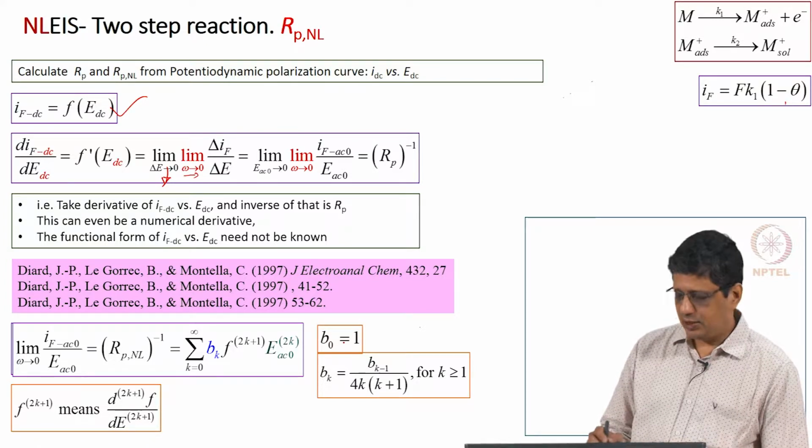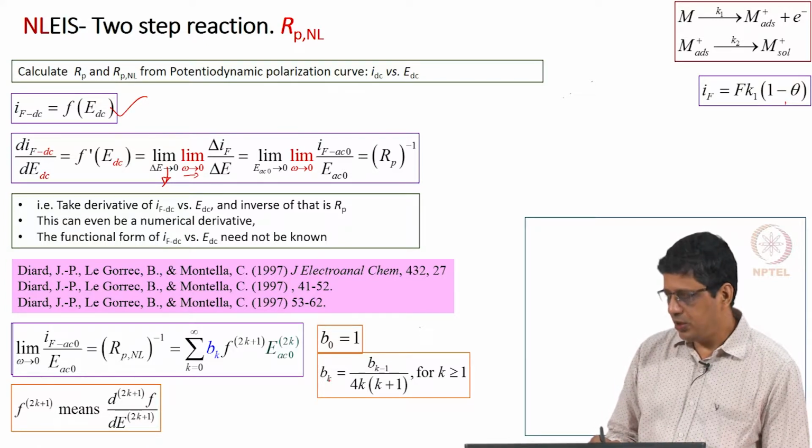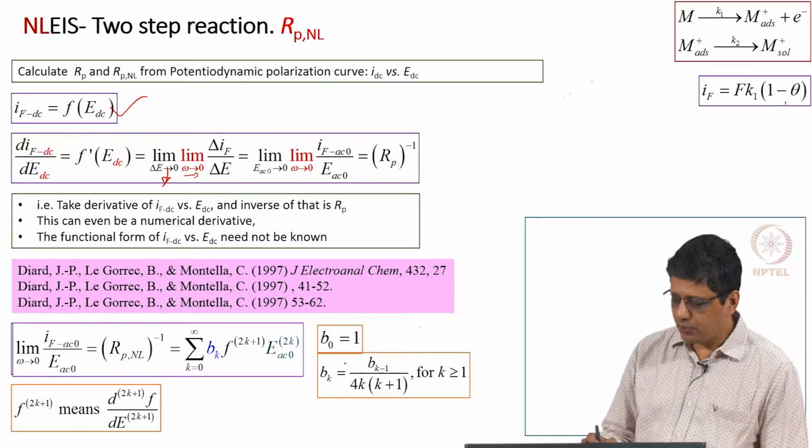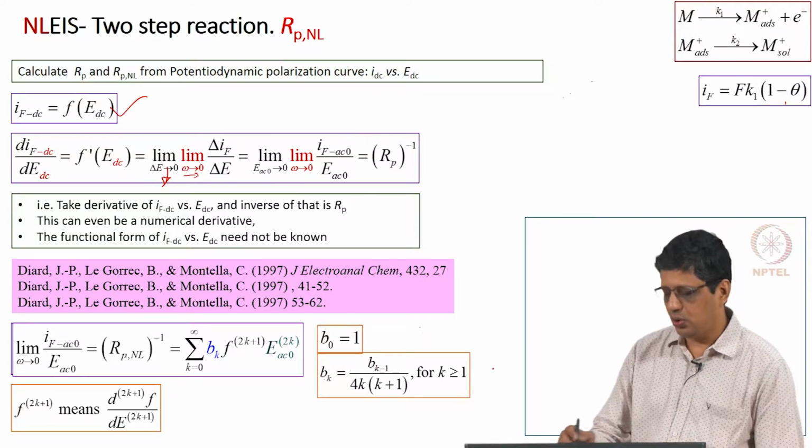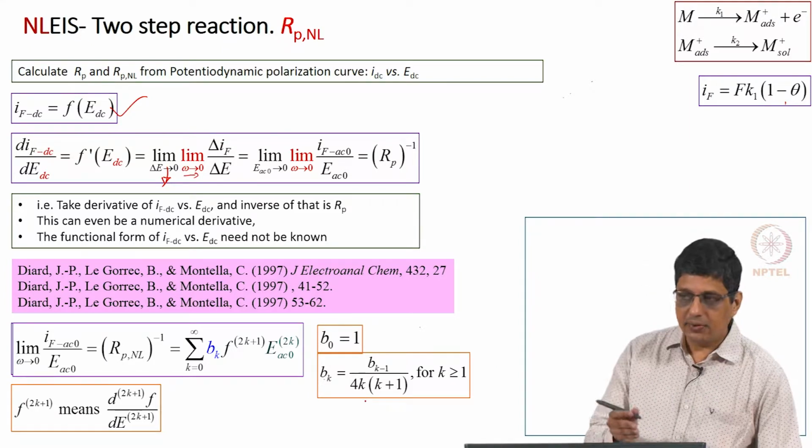b 0 is given as 1, and subsequent values b 1, b 2, b 3 and so on can be obtained using this formula. So, if I know b 0, I can calculate b 1, and once I know b 1, I can calculate b 2, and so on. So, this is the expression they have derived.